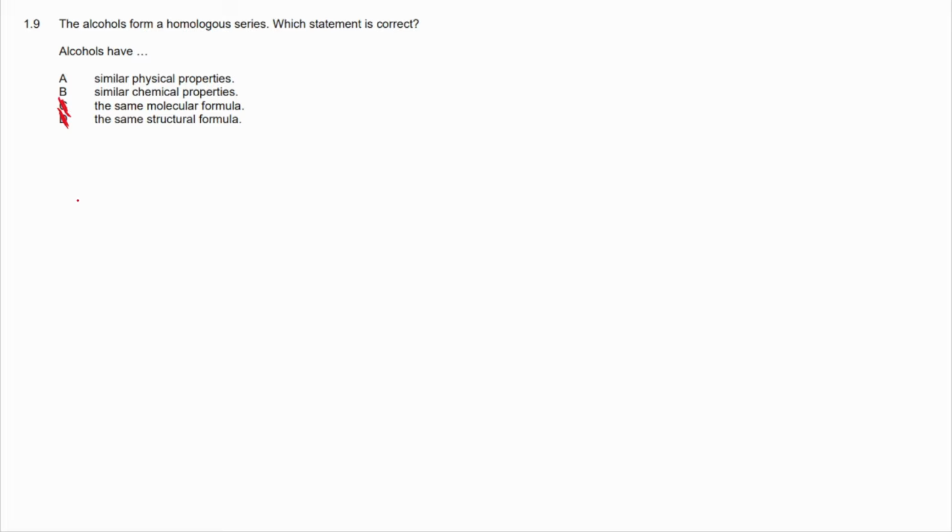Then, similar physical and similar chemical properties. This is maybe a bit of a tough one, but let's say you have a really long alcohol compared to a very small alcohol with a small chain. We know, even from some of our earlier multiple choice questions, the bigger a molecule is, the stronger the London forces of attraction, so the higher the boiling point. So they don't actually have similar physical properties. Because they're a similar group of chemicals, these alcohols will have similar chemical properties, but not similar physical properties. So 1.9 is B.